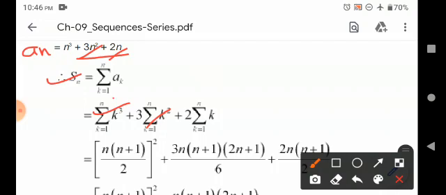As we know, the summation of n cube is nothing but n square into n plus 1 the whole square divided by 4, or we can write this as n into n plus 1 divided by 2 the whole square. Similarly, 3 as constant, the sum of k square is n into n plus 1 into 2n plus 1 divided by 6, plus 2 as constant, summation k is nothing but n into n plus 1 divided by 2.